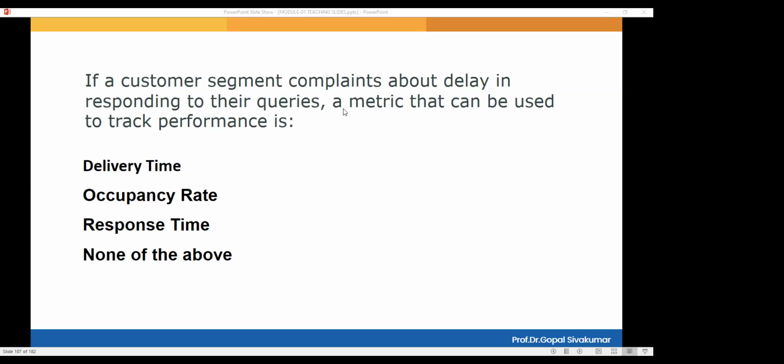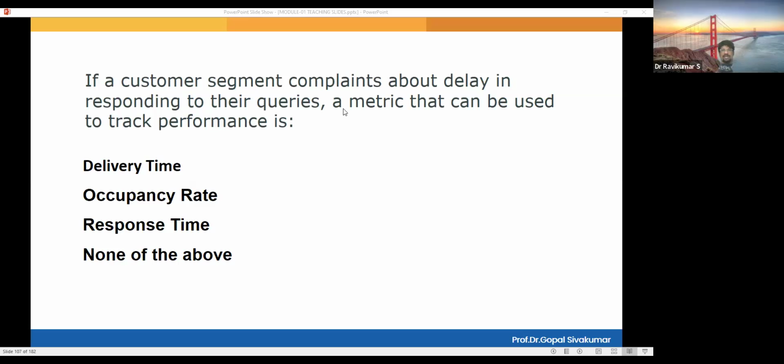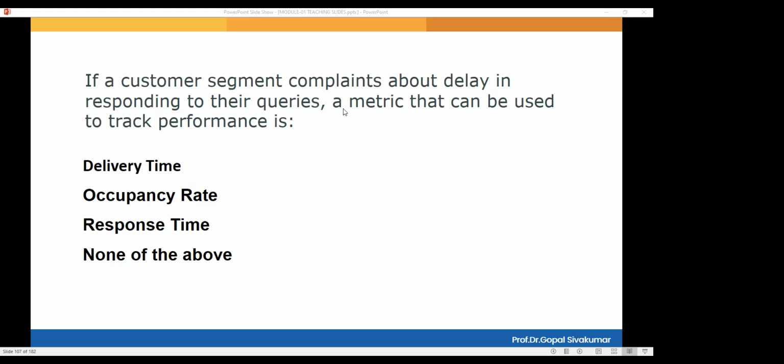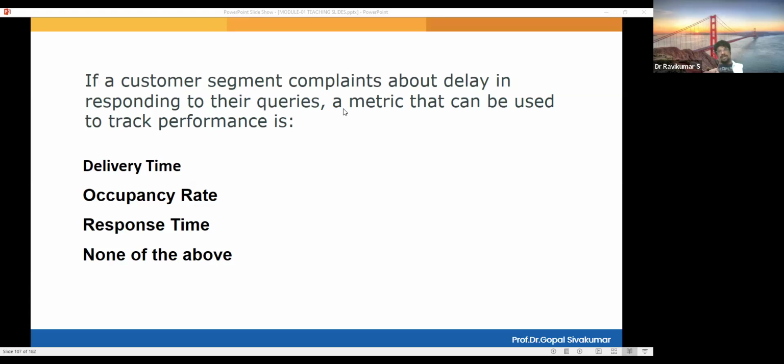Thanks. Okay, guys, now there is a question for you. If a customer segment complains about delay in responding to queries, what is a CTQ metric that can be used to track performance? Guys, what is the answer for this? Response time. Yes, the response time is more. That is why the customer is complaining. Good.